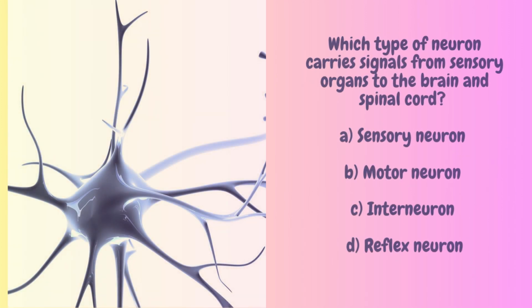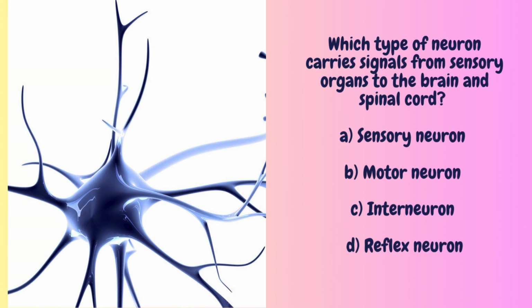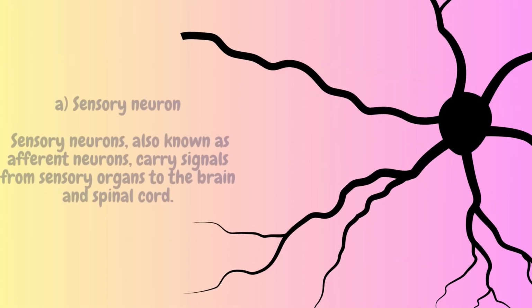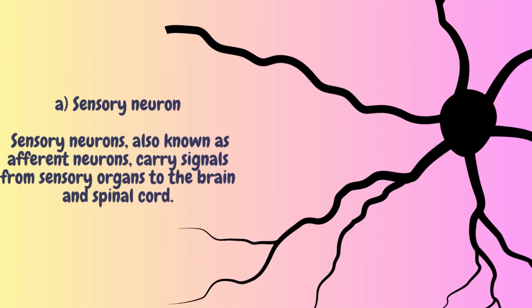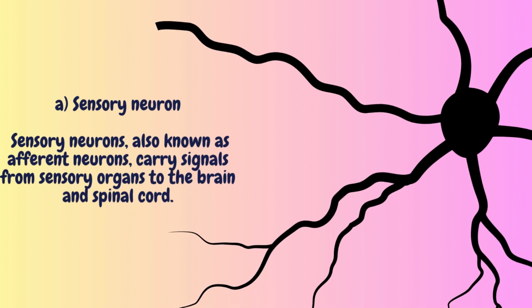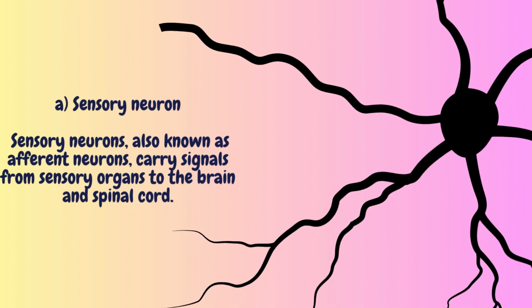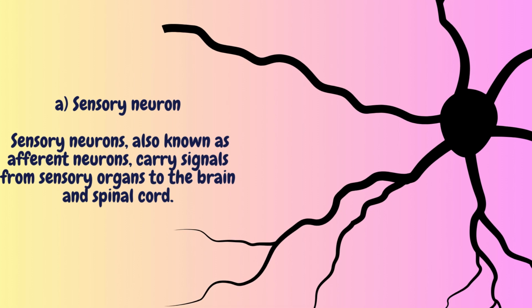Which type of neuron carries signals from sensory organs to the brain and spinal cord? A. Sensory neuron. B. Motor neuron. C. Interneuron. D. Reflex neuron. A. Sensory neuron. Sensory neurons, also known as afferent neurons, carry signals from sensory organs to the brain and spinal cord.